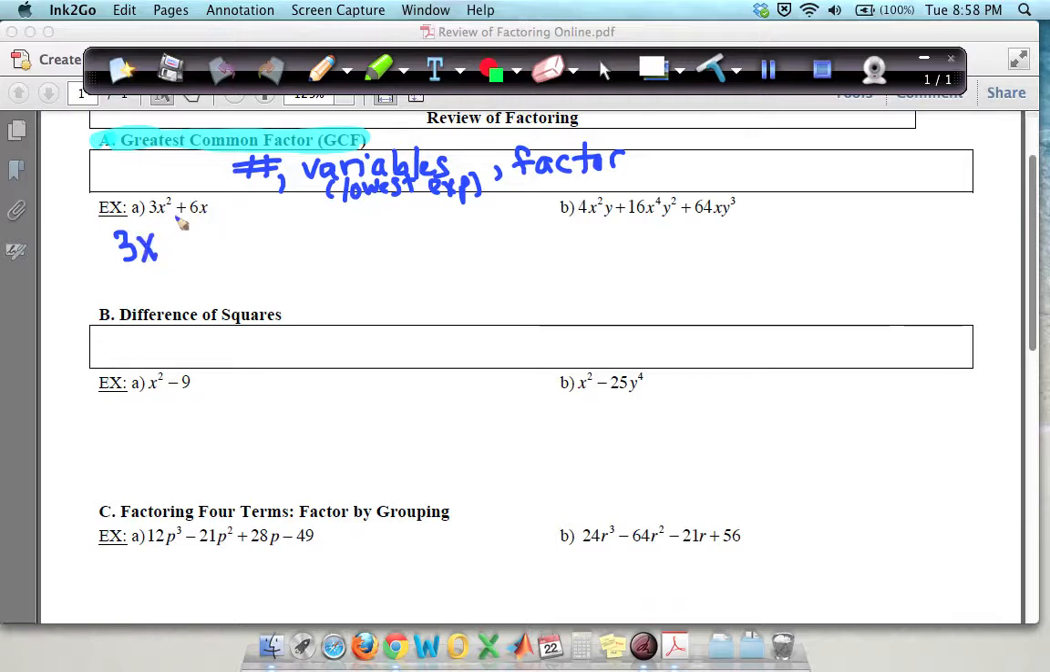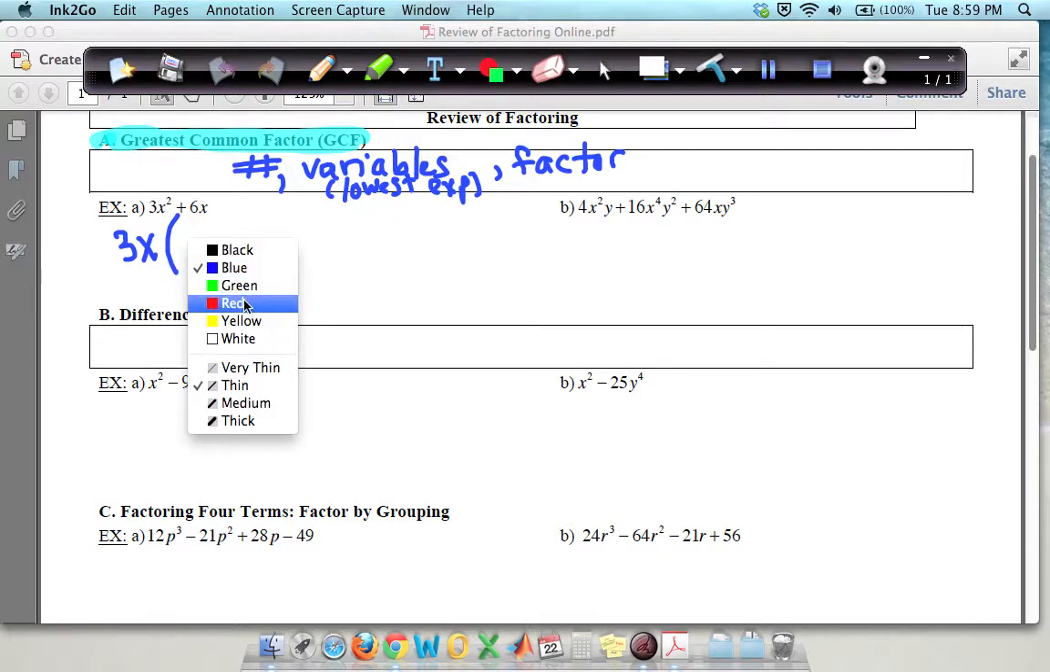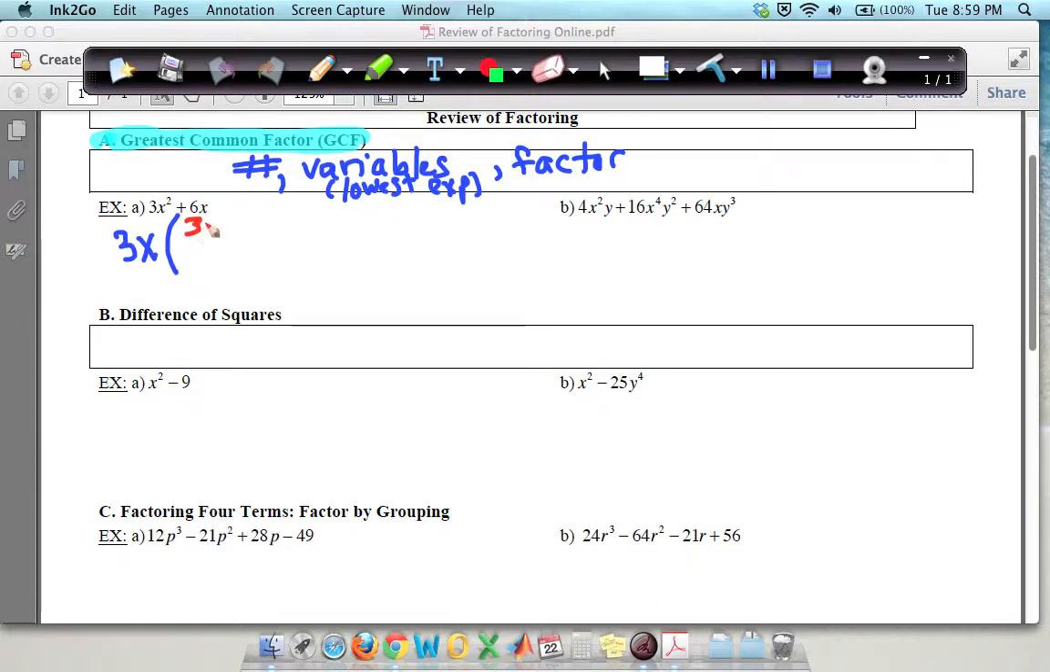And then when I first start teaching this, I show that I'm pulling that out, which means I'm dividing both terms by 3x. So at some point, you might not want to write this step, but I'm writing it in the beginning to show you. So pulling that 3x out means I'm dividing both terms by 3x to see what I get. So I'm going to have 3x, and then 3x squared divided by 3x is just x, and 6x divided by 3x is 2. So I get 3x times x plus 2.